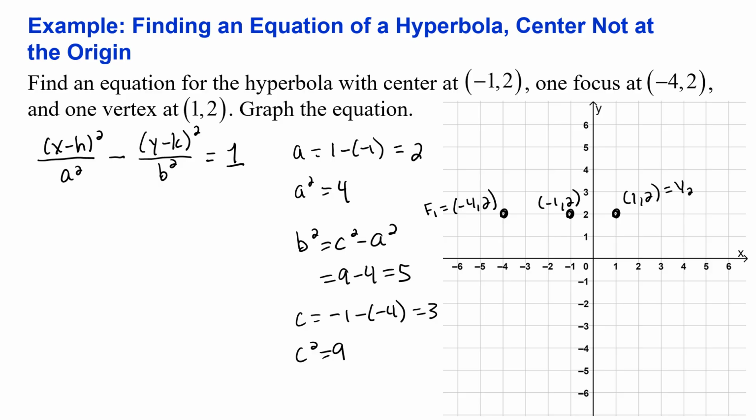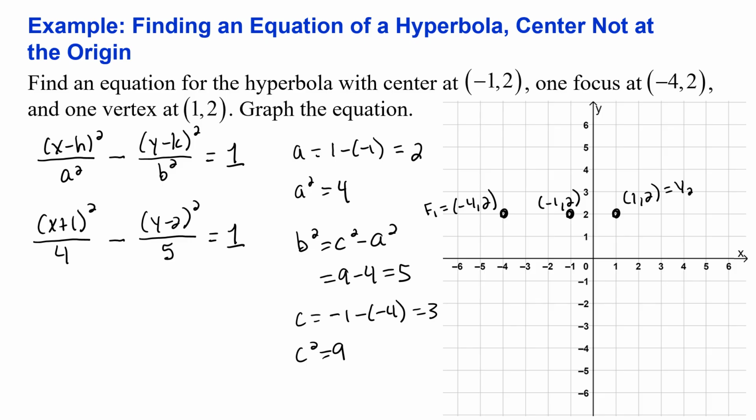So now that we know the values of a squared and b squared, and the center h, k being -1, 2, we can write the equation of the hyperbola as the square of the quantity x plus 1 all divided by 4, minus the square of the quantity y minus 2 divided by 5, equals 1. So we have solved the first part of the problem, which was to find the equation of the hyperbola. To finish the problem, we need to graph the hyperbola.